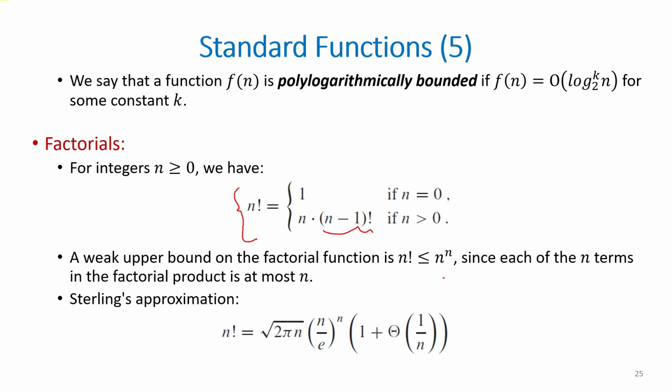So we can define a weak upper bound on the factorial n factorial given as such. n factorial will always be less than or equal to n to the power n, since there are at most n number of terms in the product of the factorial. Another interesting property is Stirling's approximation. I do not expect you to know how to derive this, but we will be using this equation to solve some problems in future. Note that we have an asymptotic notation on the right-hand side of the equation.